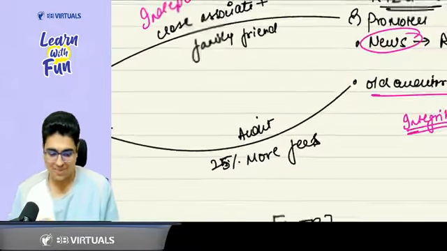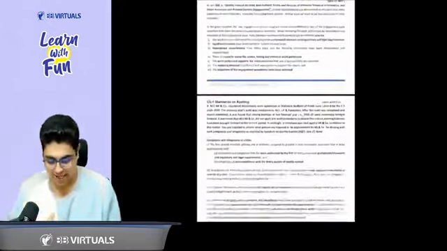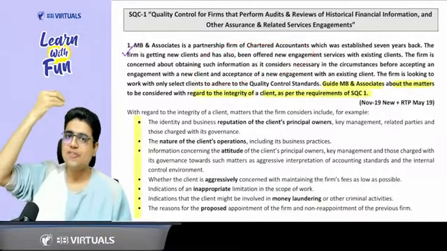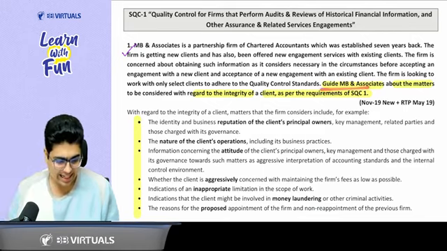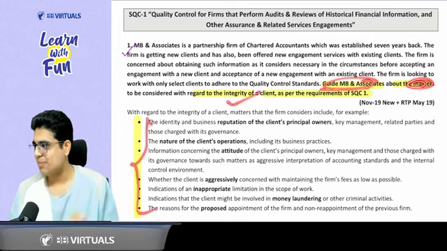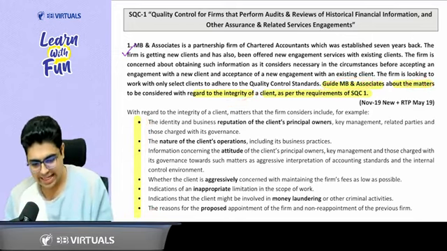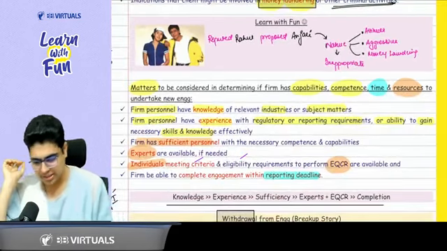If you go to the question bank, yes sir, we go to the question bank. In the question bank, if you see question number 1, forget the whole question. Just read the last line: guide MB and associate about the matters with respect to integrity. So whatever points we discussed just now, these are the points to be written here. Easy peasy? Yes, sir. Now, similar to this, there is one more concept.